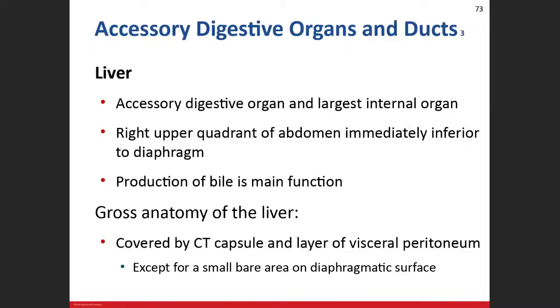Going to finish up the digestive chapter here, but we're going to talk about some of the accessory digestive organs and tissues. And the liver is one of those. It plays a pretty big role for fat digestion, but we're going to discuss a couple of its characteristics. One, it's the largest internal organ.